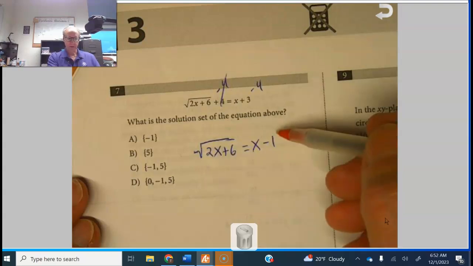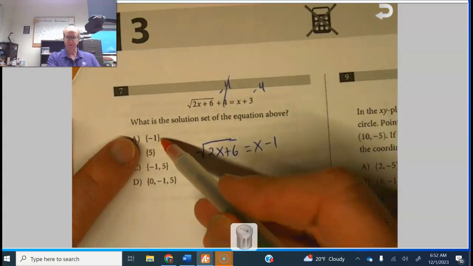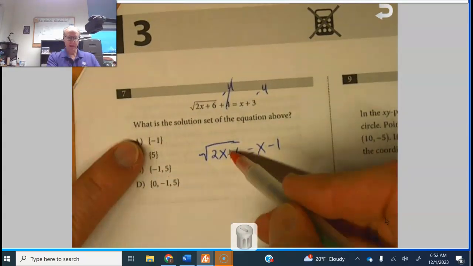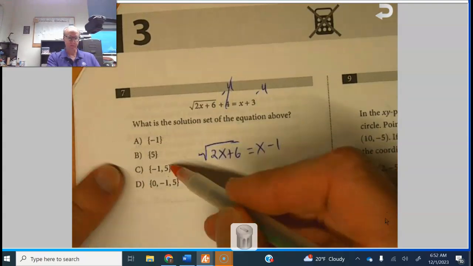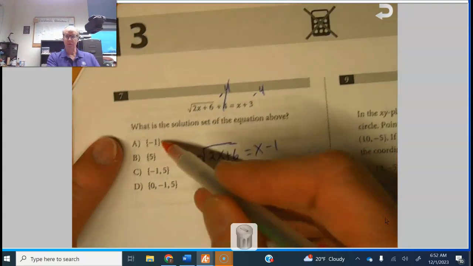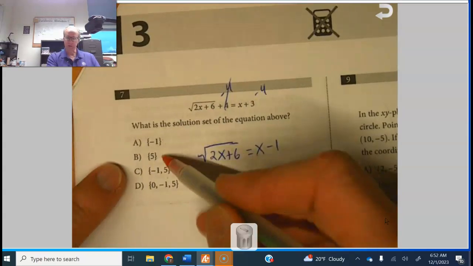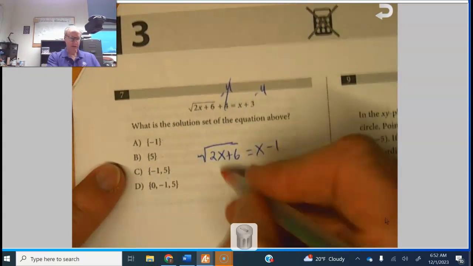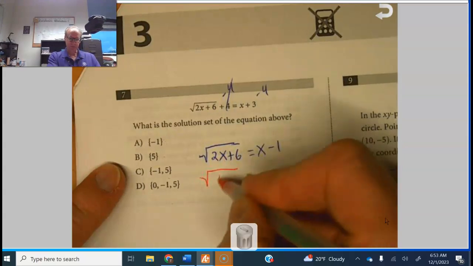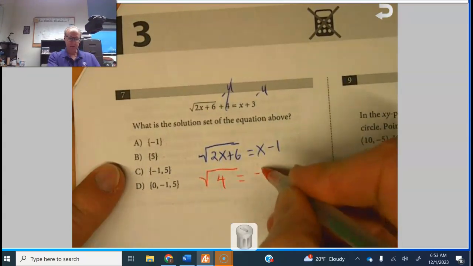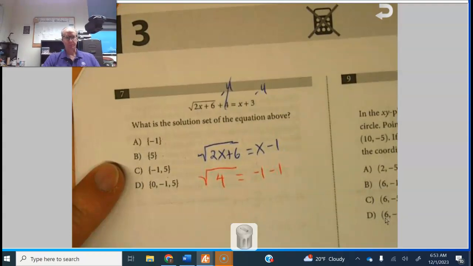Now I'm going to try -1 because that's the very first solution I see. These are called solutions. And if -1 makes this true, then I know that the answer has to be this one or this one or this one. If -1 is not true, then I know for sure what the answer is. So I'm going to put -1 in here. And this gives me -2 plus 6, which is 4. And is that equal to -1 minus 1?